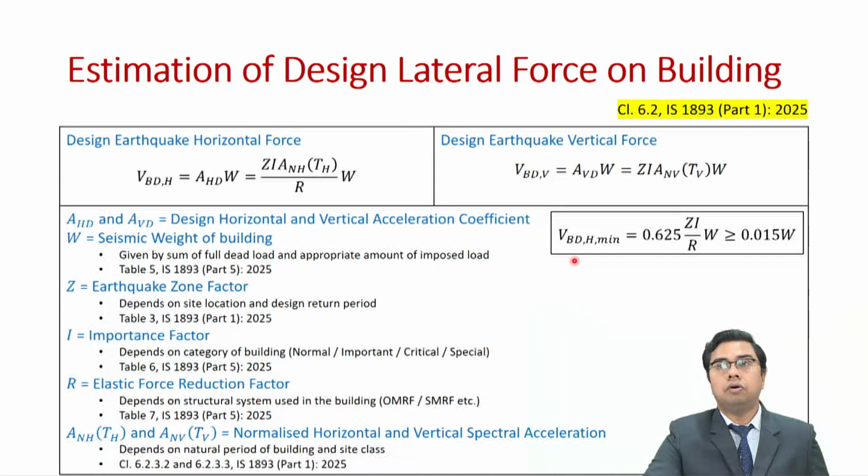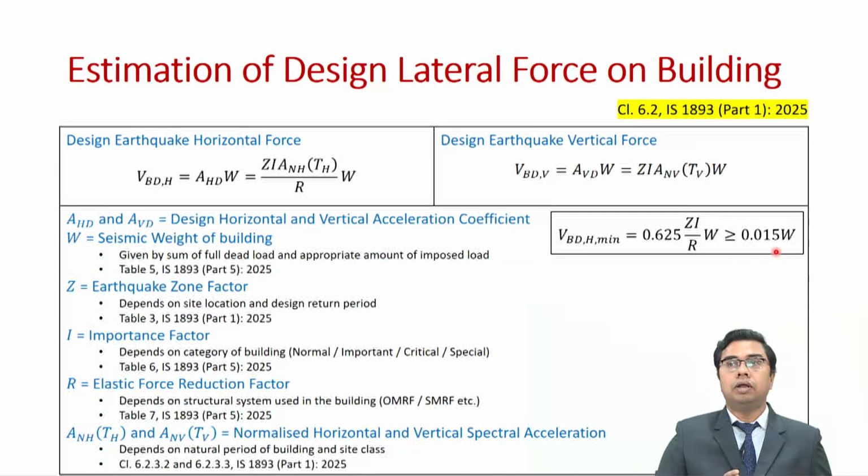Again, the minimum value of this V_BDH, that is the design earthquake horizontal force, is taken as 0.625 times Z times I divided by R, everything multiplied with the seismic weight. It represents that the value of A_NH cannot be less than 0.625. Also, the final value of the design earthquake horizontal force cannot be less than 1.5% of the seismic weight.